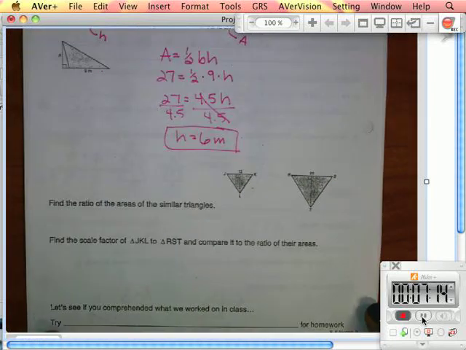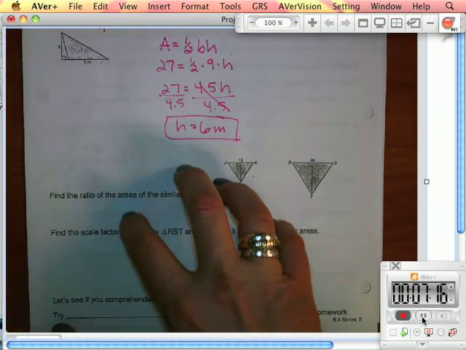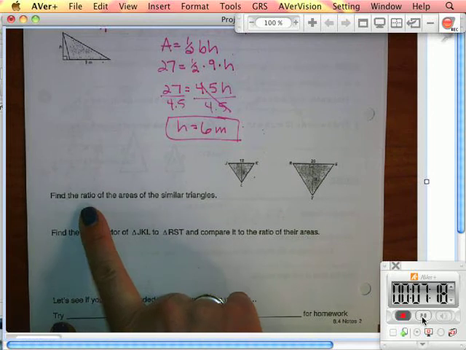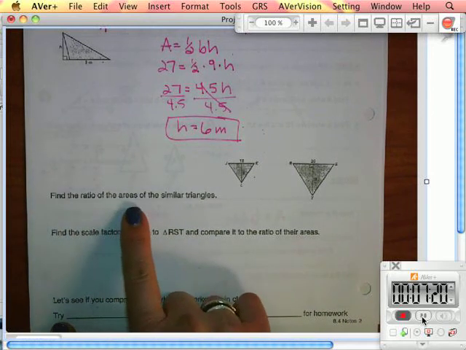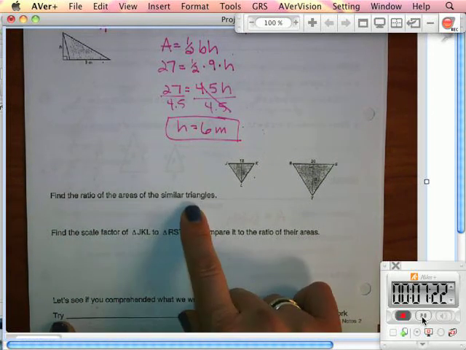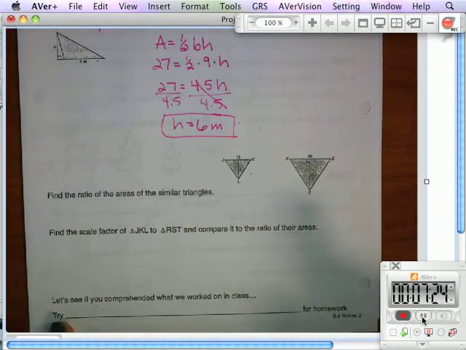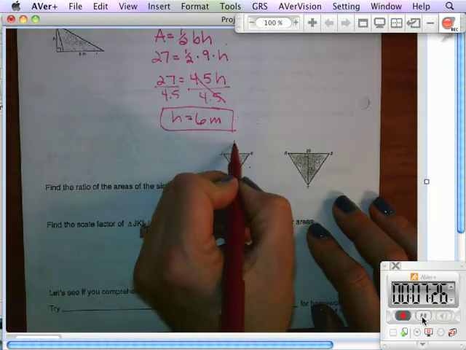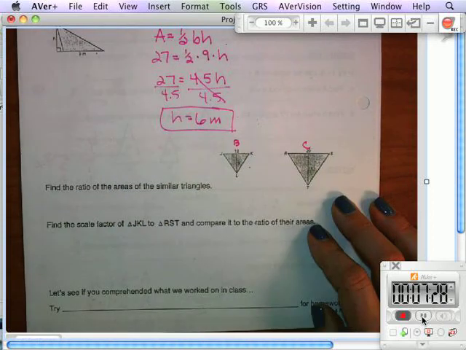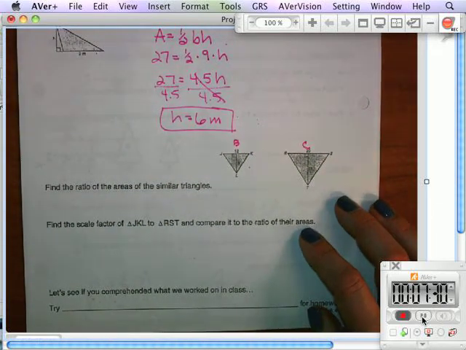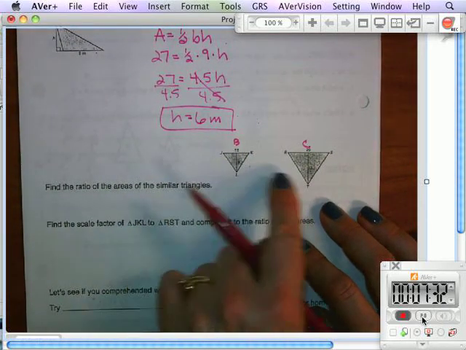All right, so this is where we're going to look at that theorem on the other side. The first thing they're asking us to do is find the ratios of the areas of the similar triangles. So they told us it's similar. So I'm going to just name my triangles because I think it's a little easier. That's B and that's C. So I have to find the ratio of the areas of the similar triangles.